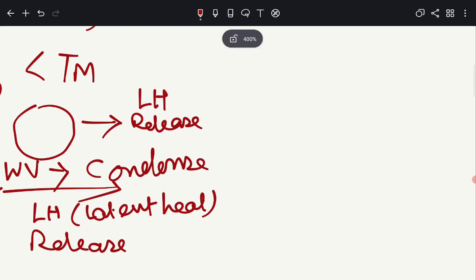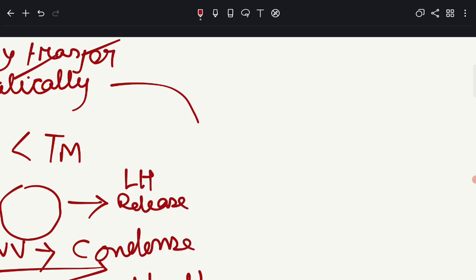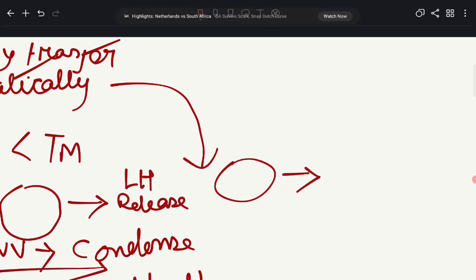But what we are talking about is adiabatic. So this is happening adiabatically. So obviously that heat will not go out. That will be within it. So that heat will be within the air parcel. So if within the air parcel we have more heat, then obviously the temperature will be comparatively more.